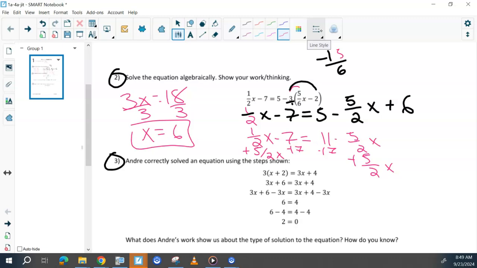Questions on that one? Remember that you can be double checking this while you're practicing in Desmos as well. Put the whole thing in and see what that answer is.